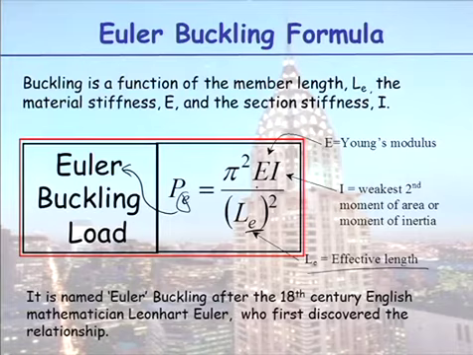E is Young's modulus. If I have a very stiff material, it's going to be able to carry more load before it buckles. So buckle load is directly proportional to material stiffness. The stiffer material will carry more load. The length of the material here, my beam gets longer, my load gets smaller.